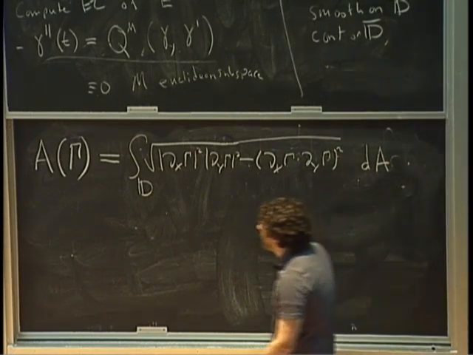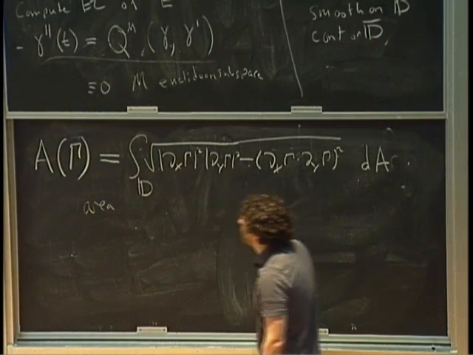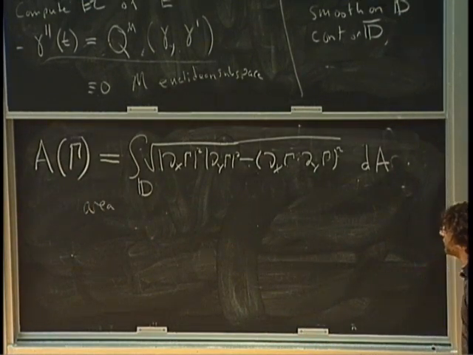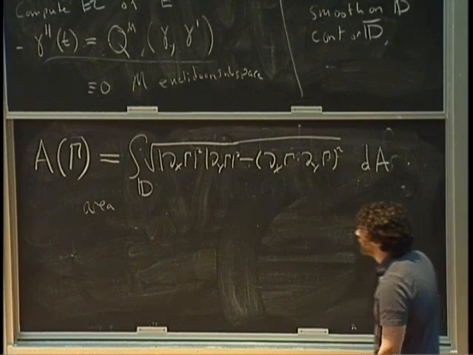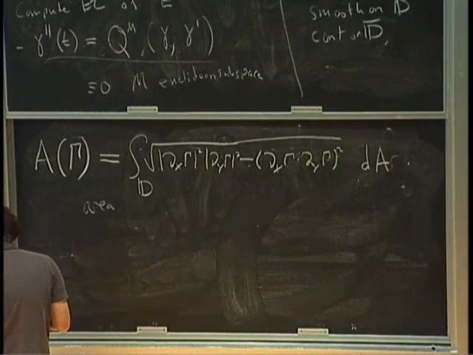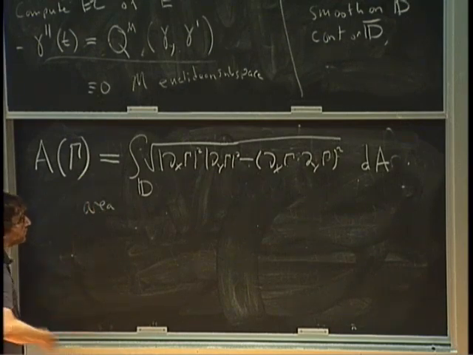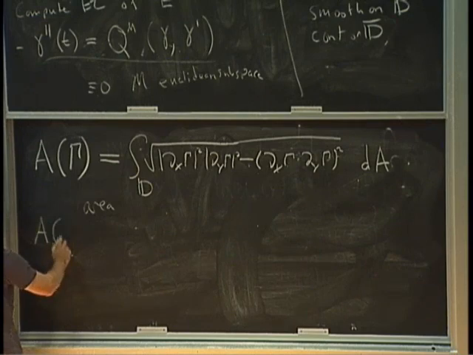The reason this is the area is that it corresponds to the actual area when gamma is an injective immersion, when you think of things as a submanifold. And since this only depends on the image, it is diffeomorphism invariant.